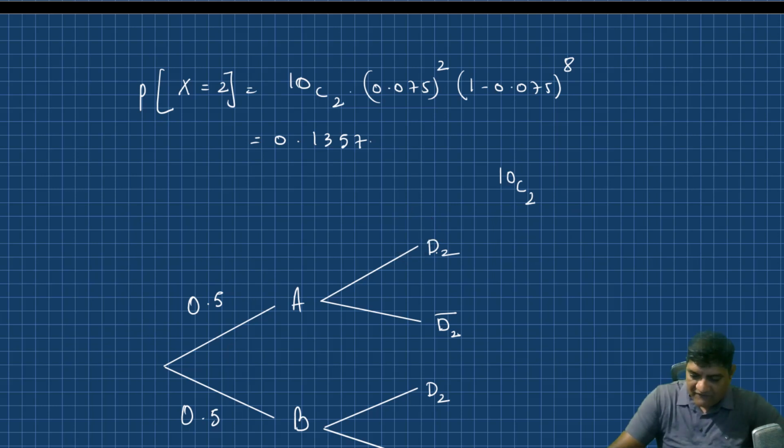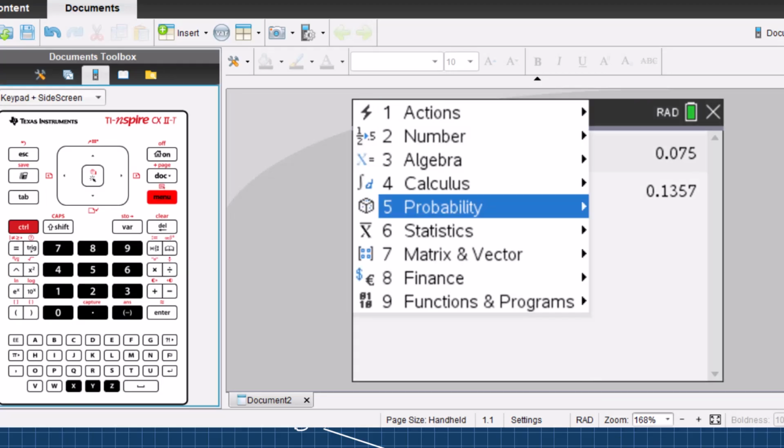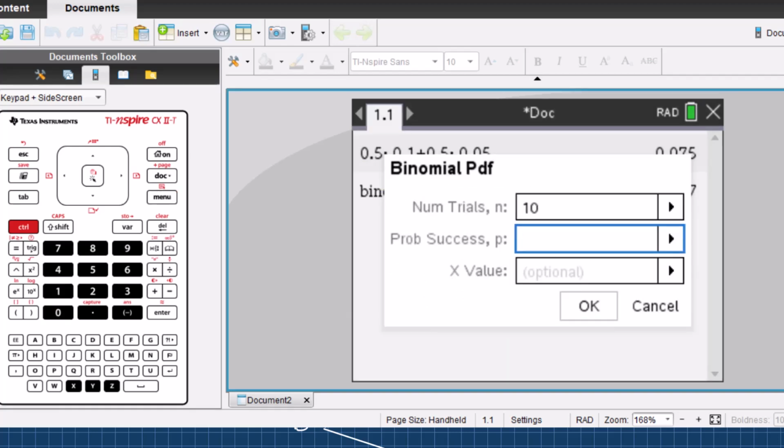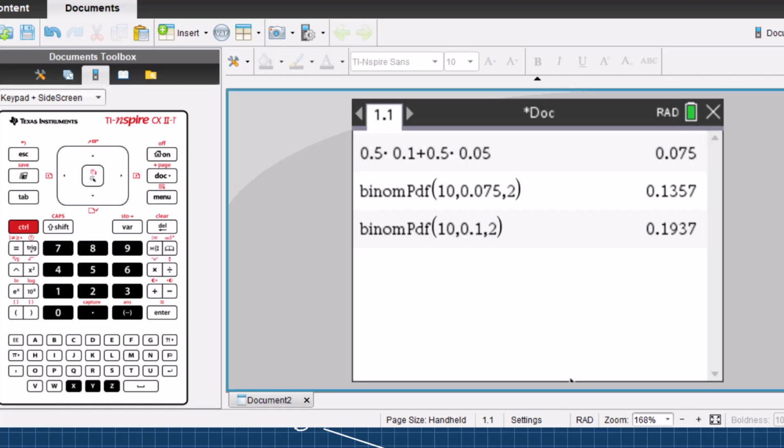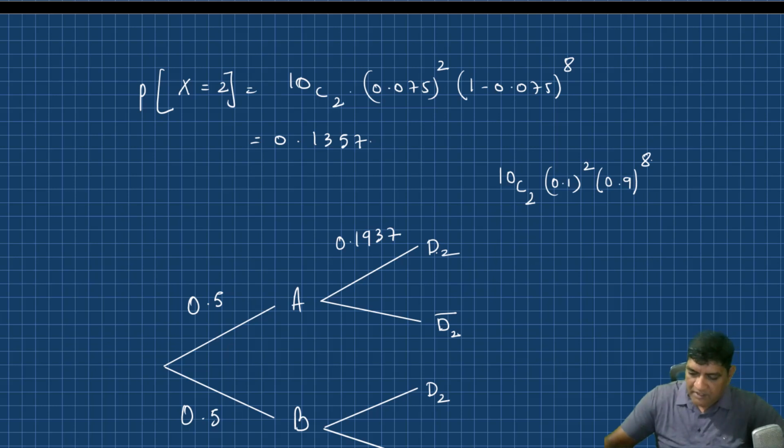10C2 into defective, which is 0.1 raised to the power of 2 into 0.9 raised to the power of 8, of course. So let's calculate that probability. Let me do the same thing for this.